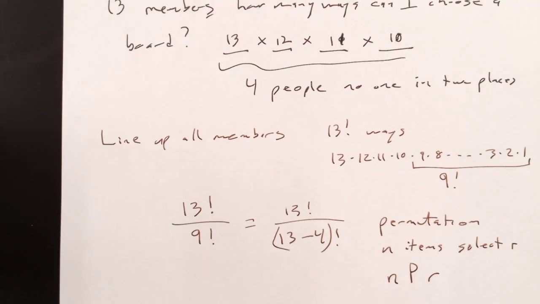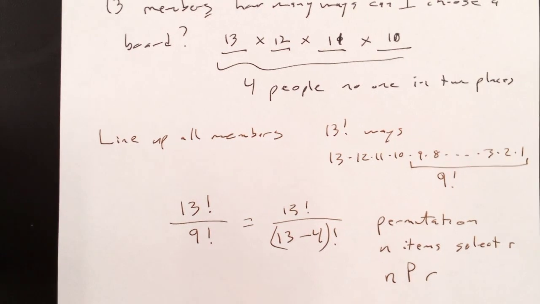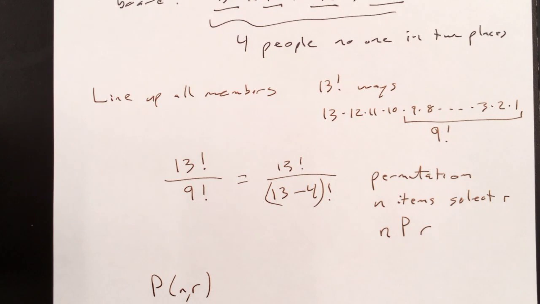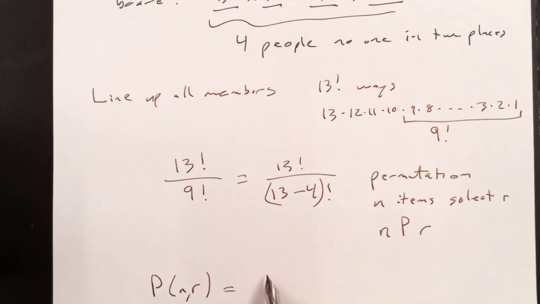Out of n items, we have selected r of them. I'm going to write n, pick r, P for permutation. Sometimes you'll see this written as P(n,r). Different textbooks use different symbols. Same thing. But it then becomes n factorial over n minus r factorial.